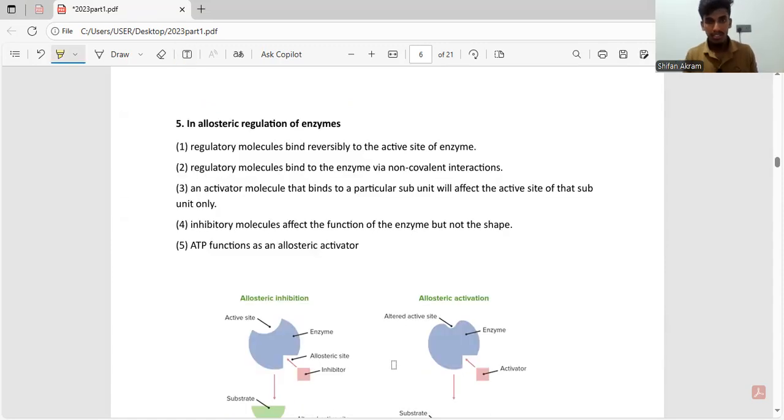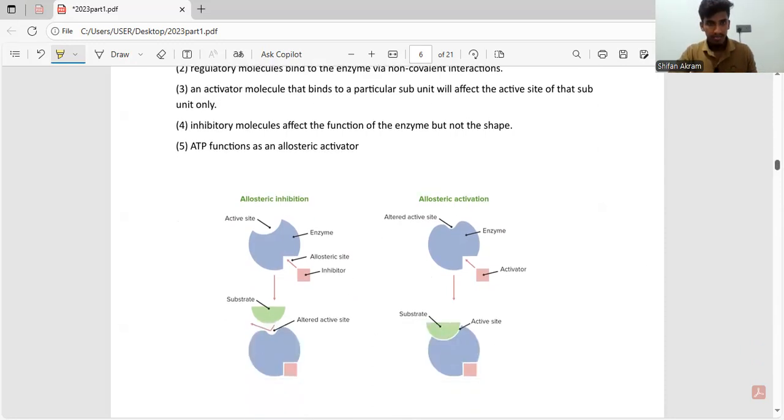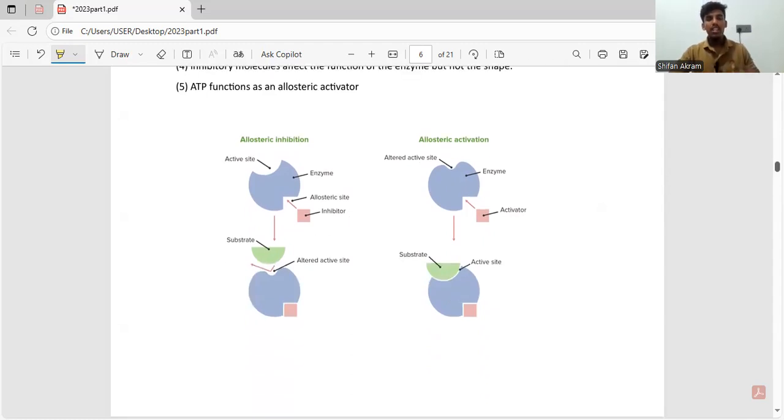Now let's go through the fifth question. In allosteric regulation of enzymes, so the question is regarding allosteric regulation. Now let's go through a quick summary of what allosteric regulation is. So, allosteric regulation is the activation and inhibition of the enzyme by using certain allosteric molecules such as the activator and the inhibitor, which can activate or inhibit the enzyme.